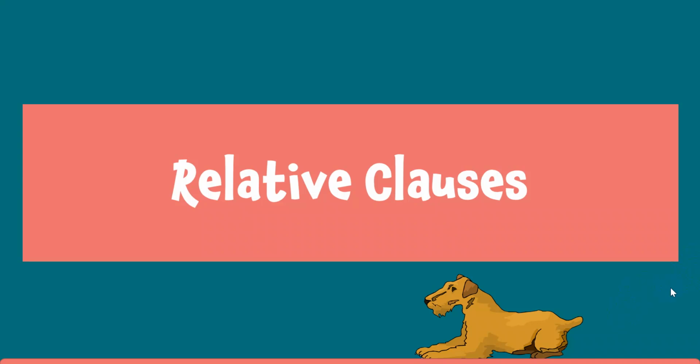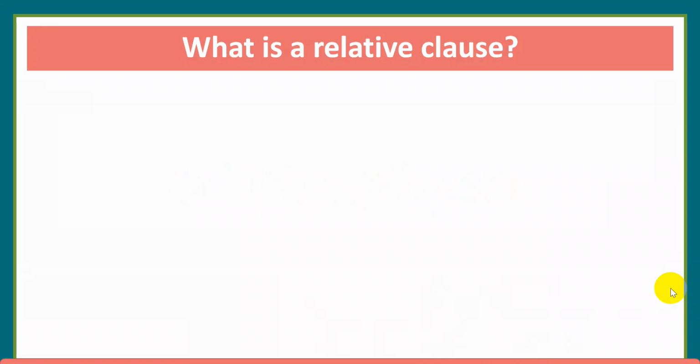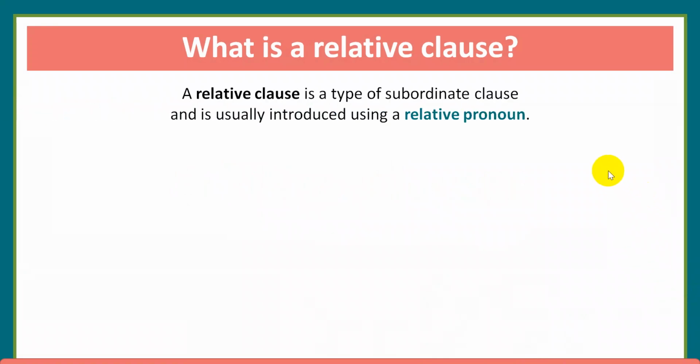This is our English grammar lesson: relative clauses. Let's start. As we mentioned in the last videos, we said what a relative clause is. We said it's a type of subordinate clause and is usually introduced using a relative pronoun.